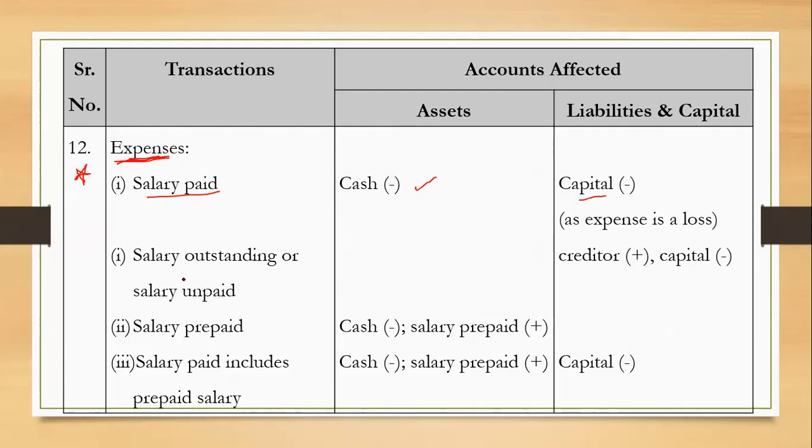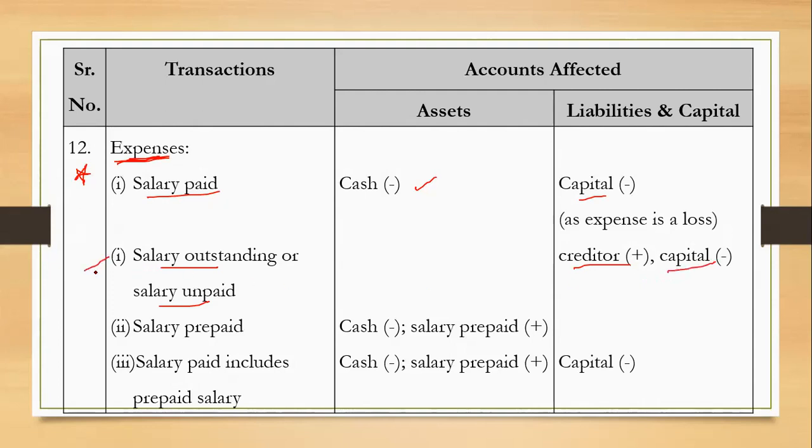Second is salary outstanding or salary is unpaid. When you talk about salary outstanding or salary unpaid, one thing for sure, it is a liability. We need to pay it. Salary is yet to be paid. So my liability towards the employees increases. On the other hand, whatever the amount of salary is there, that is an expense for the current year. And whatever the amount of expense of current year is there, that will reduce my capital.